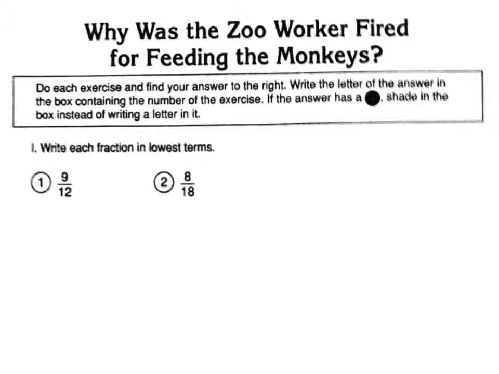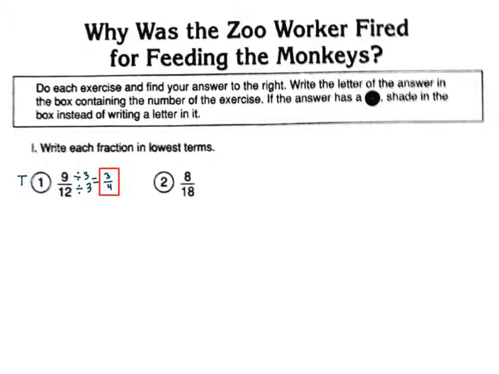So our first set of directions says write each fraction in lowest terms. So basically we're going to take the fraction 9 over 12, and we're going to simplify it. So we're going to ask ourselves, what's the biggest number that goes into 9 and 12? And when I think of that, I think that we can divide by both 3 and 3. 3 goes into 9 3 times, and 3 goes into 12 4 times. And so 3/4 is our answer. Now you're going to notice the answer box on there, it's going to be matched up with the letter T. So 3/4 is T. And so in box number 1 down below, we will put the letter T in that box.